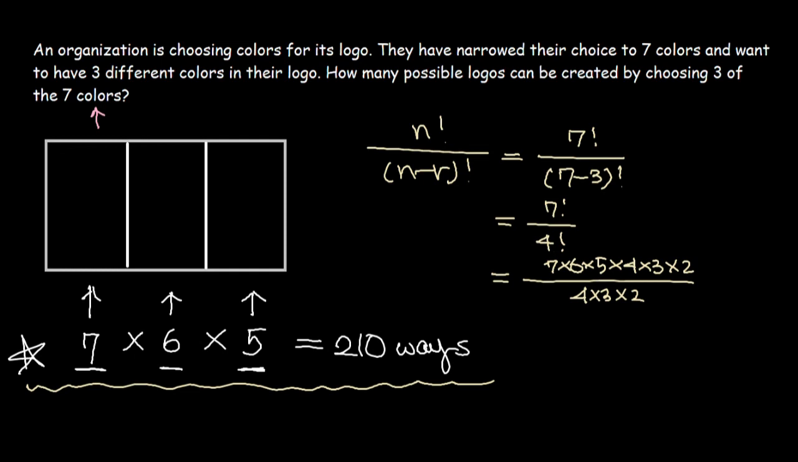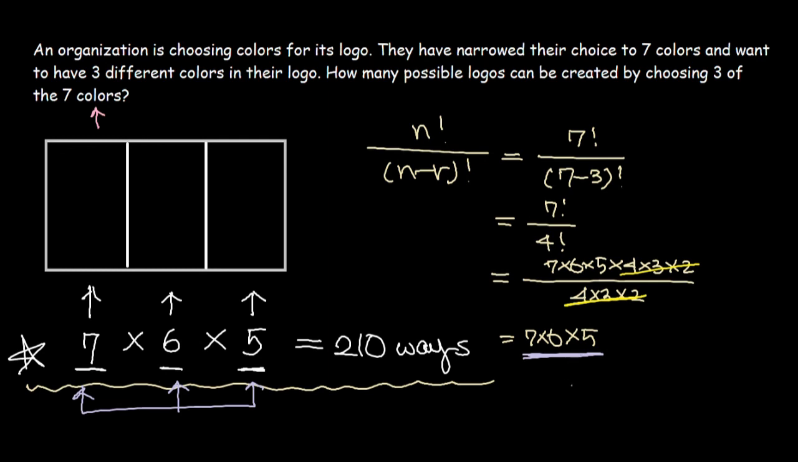You can see here that you can cancel out 4 times 3 times 2 because it's repeated. And you're only left with what? 7 times 6 times 5. And that's the same thing that we came up with when we were working with the diagram earlier. So basically you can just use this formula instead of saying, hey, we can put 7 in the first box, 6 in the second box, and 5 colors for the third box.